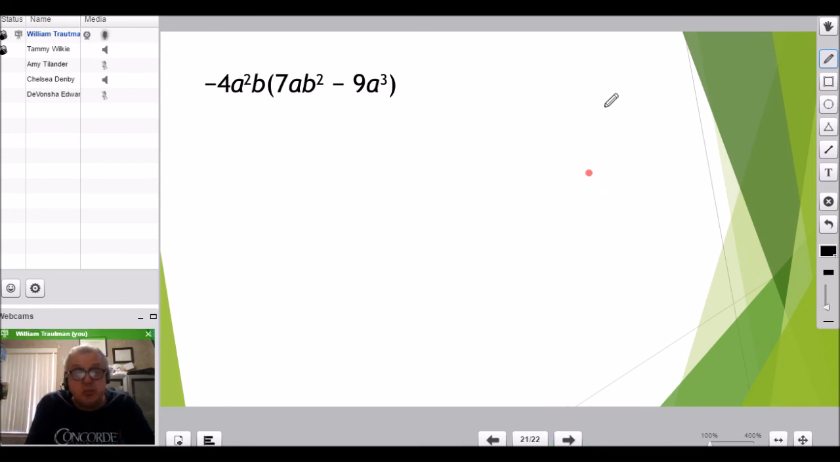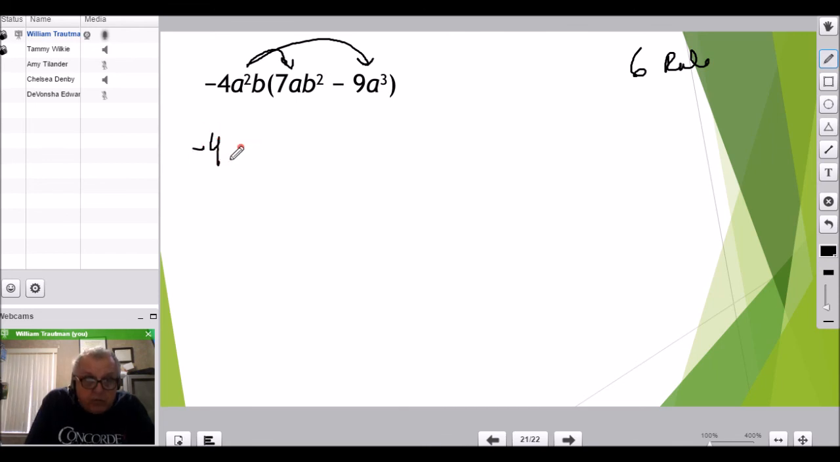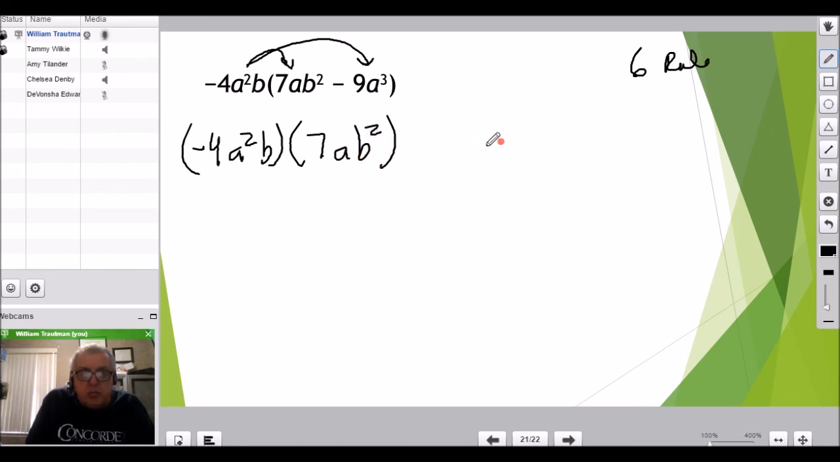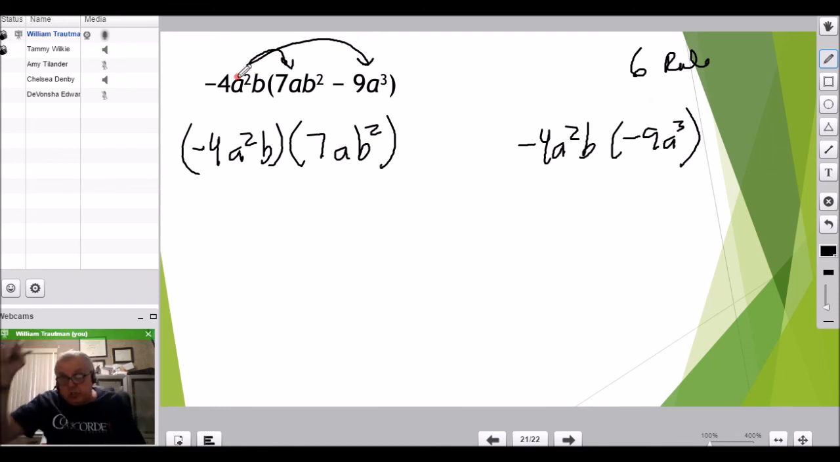All this is distribution, and you have to watch the 6 rules of exponents. I can't keep on going over that. Watch that video. It's going to come in handy. I have to multiply this times this, just like this. First, I'm going to multiply negative 4a squared b. I'm going to put it in parentheses. I'm going to multiply it times 7ab squared. Then I'm going to multiply negative 4a squared b times a negative 9a³. So we're multiplying the negative 4a squared b times each of those terms.